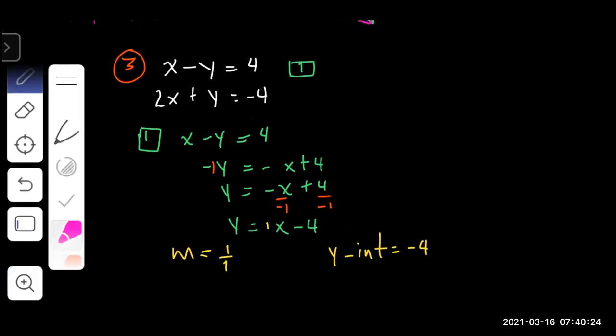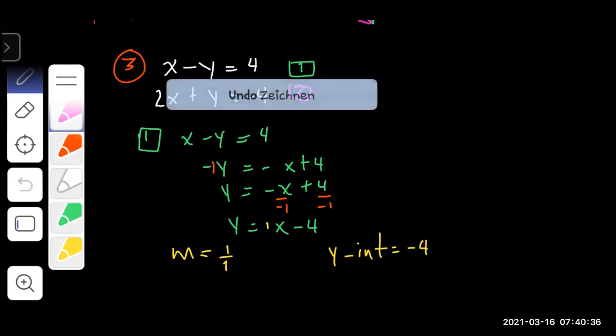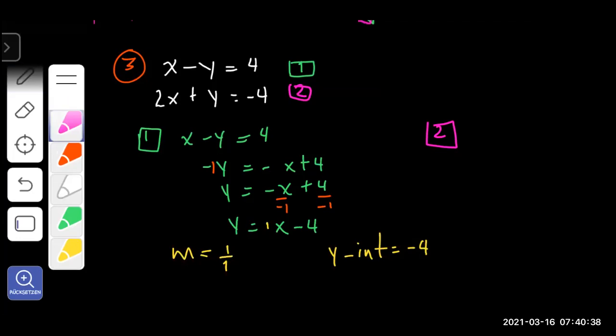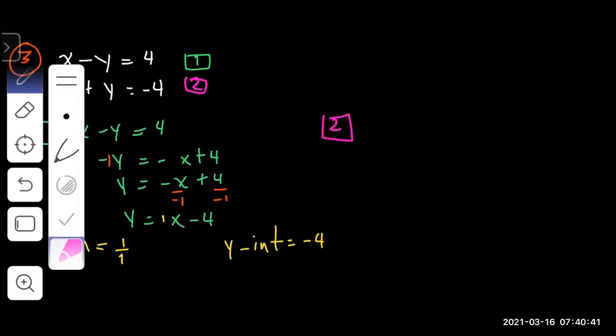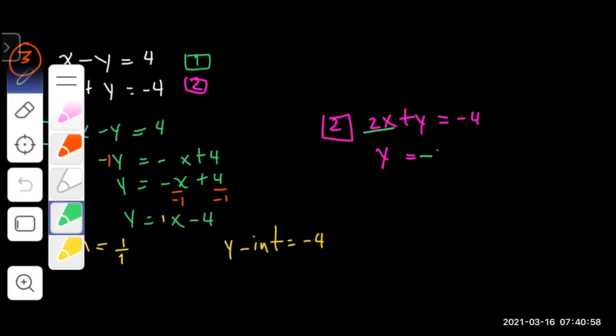Let's take the second equation now. I'm going to copy the second equation. My second equation in this case is 2x plus y equals negative 4. Is y alone? Again, the same idea: y must be alone. Y is not alone, so I'm going to solve that. This positive 2x on the other side is going to be negative 2x. And the negative 4, I just bring it down.